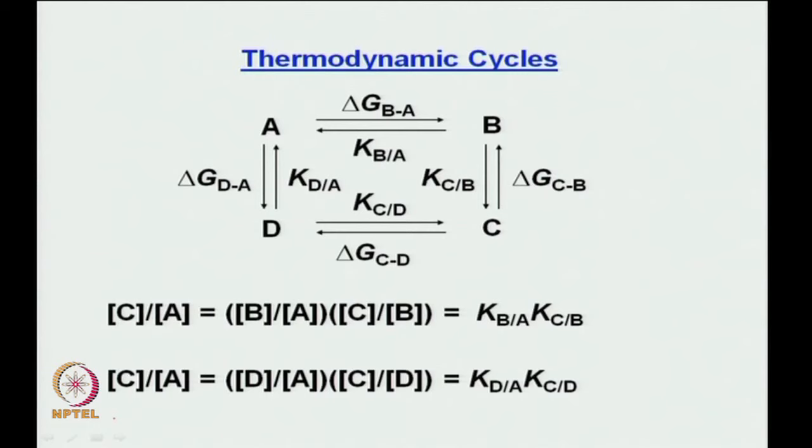Okay. Now, where does this help us? See, what we are trying to equate is the concentration of C over the concentration of A. We have 2 different expressions. Now, because the concentration of C over the concentration of A is the same in both the expressions, that means KBA times KCB should be equal to KDA times KCD, right. So, that is what you see in the next slide.